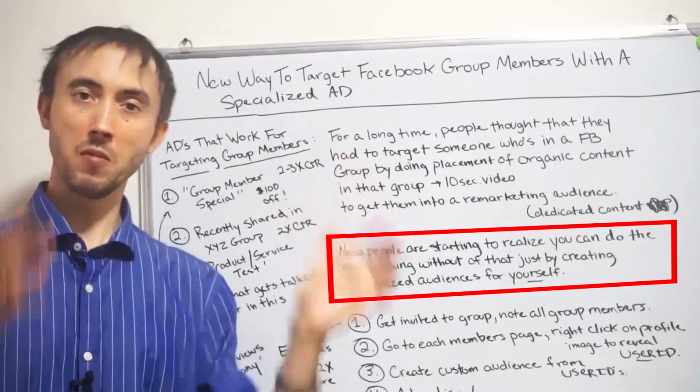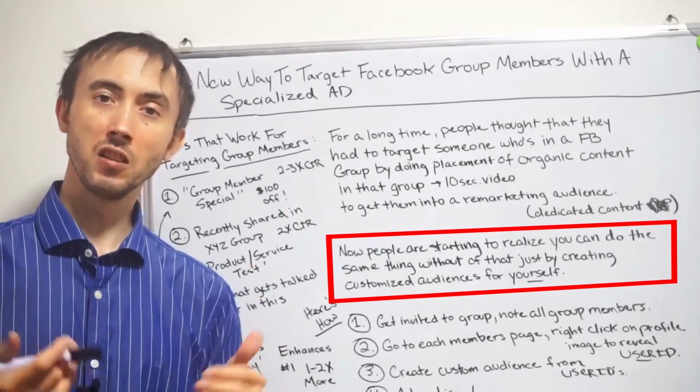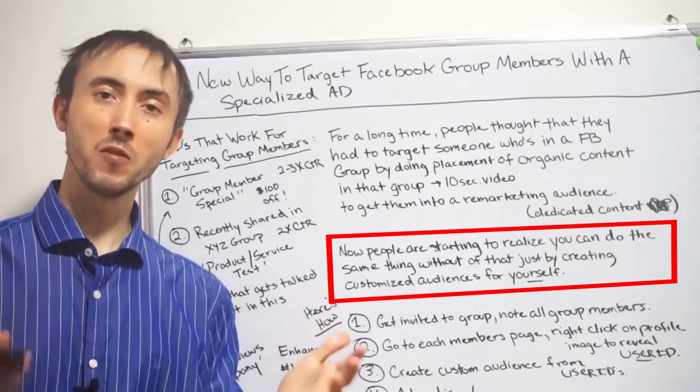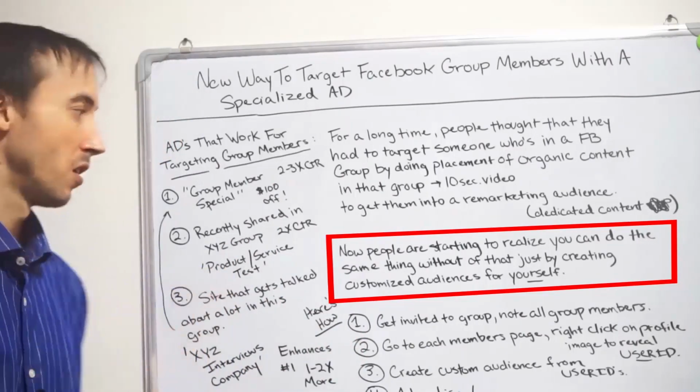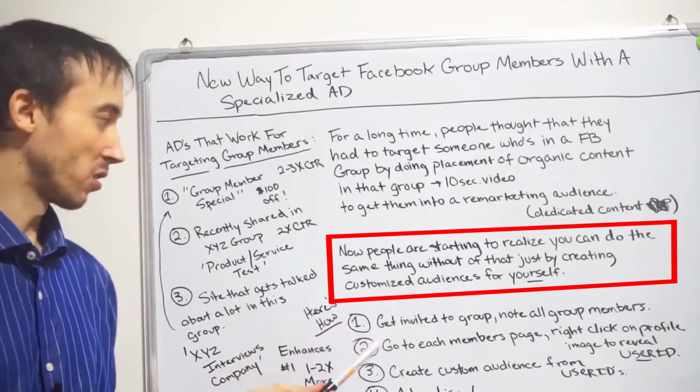The same thing can be done with email addresses, but we're going to use custom audiences to create our own custom audience that's full of these group members, so we could target them as our workaround. So anyway, here's how to actually do it that works, okay?